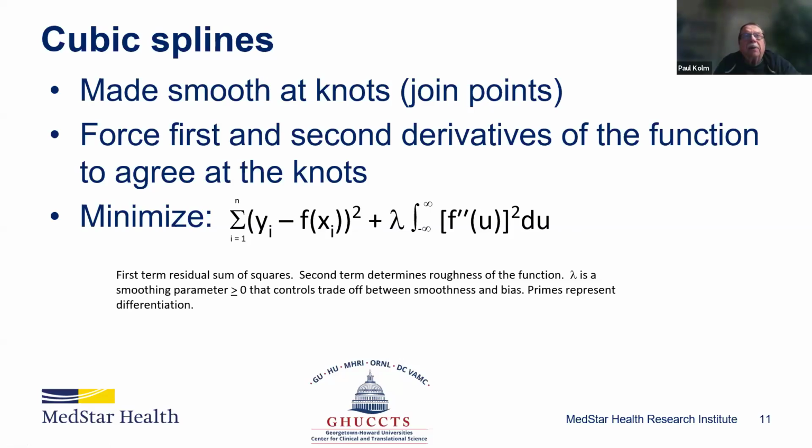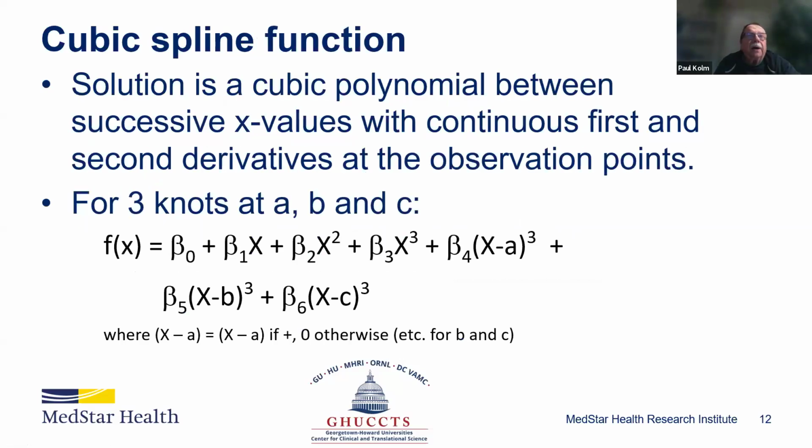And this turns out to be fairly complicated because our formula then looks something like this if we have 3 knots, where we're going to have a total of 6, or actually 7 if you count the intercept, regression coefficients. But you can see here that for the points, the x minus a, x minus b, and so on, we're raising those to the 3rd power.